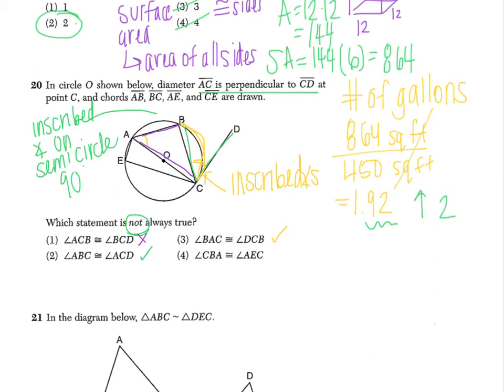Number 4 says that angle CBA, my 90-degree angle here, is congruent to angle AEC. Ooh, angle AEC is also inscribed. It's on the edge of the circle, and it's intersecting a semicircle. So here angle AEC is also 90 degrees. So this is a true statement, leaving us with choice 1 as our final answer.